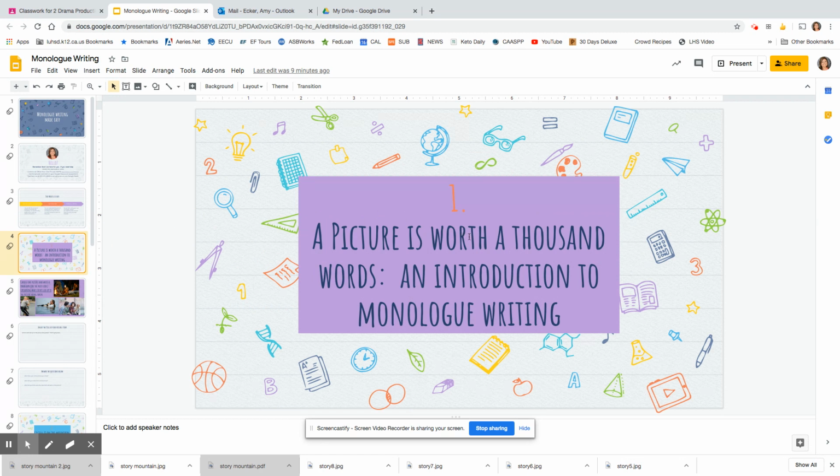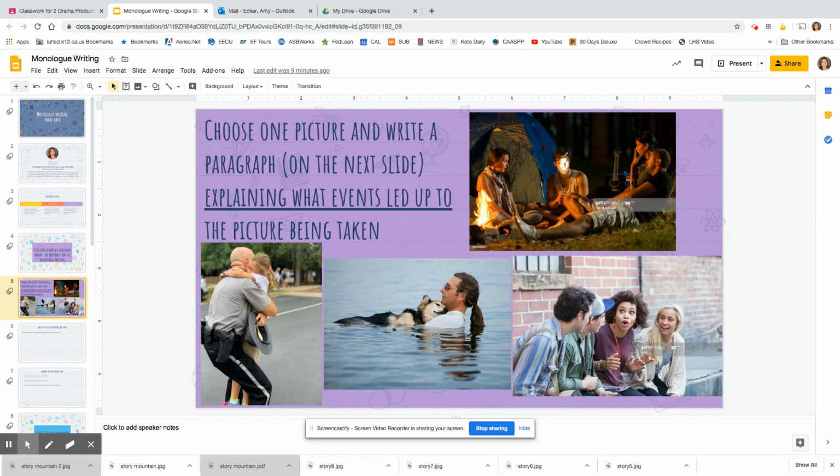The first part is a picture is worth 1,000 words. So you're going to go to the next slide and you're going to choose any one of these 4 pictures. Remember, not all of them, just pick one of these pictures. And I want you to explain, notice here it's underlined, explain what events are leading up to this picture being taken. So if you're doing this one right here, what has just happened with this guy and this girl hugging? Or if you're doing this picture here, what's happening here? What has happened to get to this point with this man and the dog?